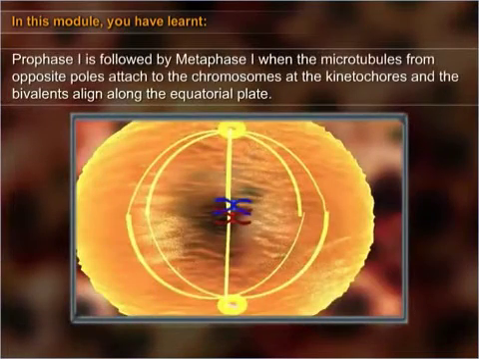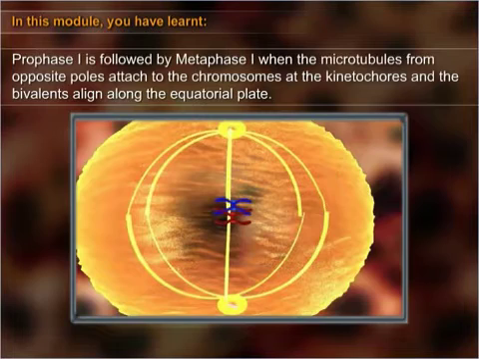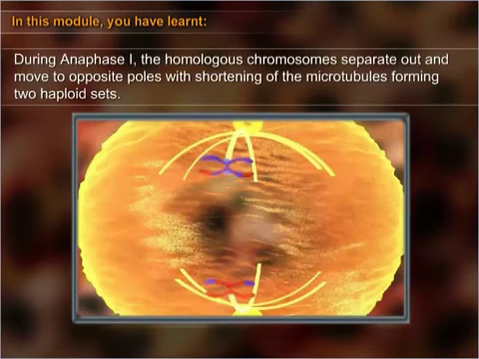Prophase 1 is followed by metaphase 1, when the microtubules from opposite poles attach to the chromosomes at the kinetochores and the bivalents align along the equatorial plate. During anaphase 1, the homologous chromosomes separate out and move to opposite poles with shortening of the microtubules, forming two haploid sets.